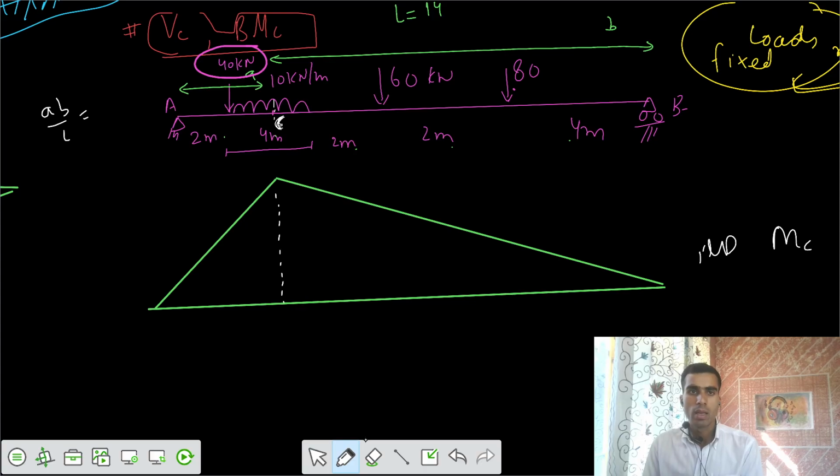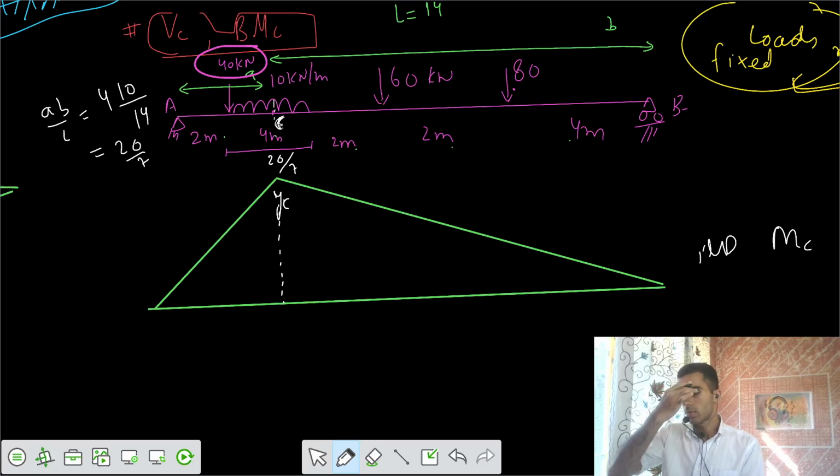AB by L. The value of A is 4 meter and B is 10 meter, divided by L. 40 by 14, that is 20 by 7. Let's have this ordinate 20 by 7. Let's call it YC, the ordinate at C.